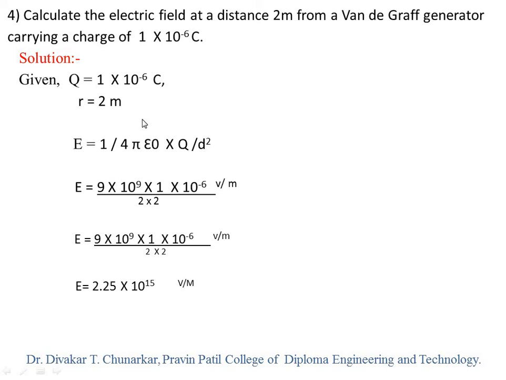So in this problem, we have to use the formula E equal to 9 × 10^9 into 1 × 10^-6 upon 2 into 2. So E equal to 9 × 10^9 into 1 × 10^-6 upon 2 into 2. So E equal to 2.25 × 10^15, and this is our answer.